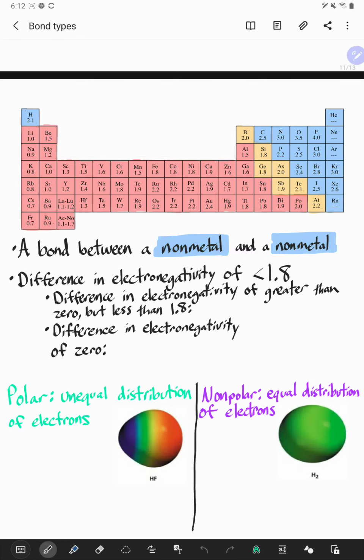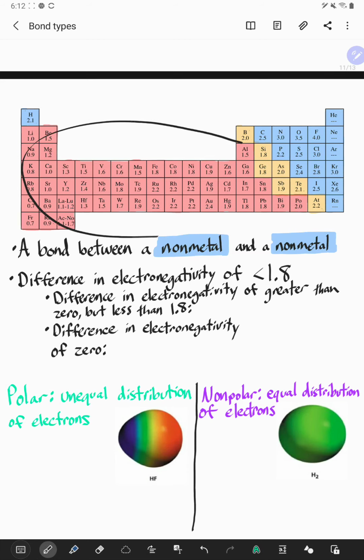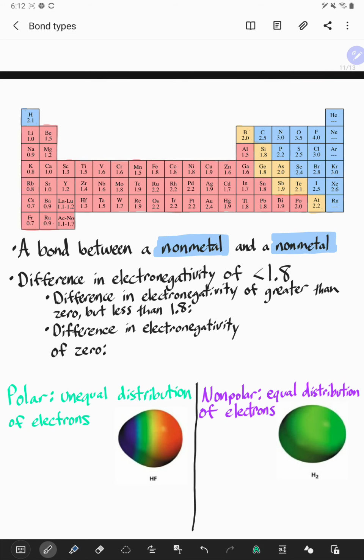In previous videos covering bond types, we talked about how a bond between a metal and a nonmetal is called an ionic bond, and a bond between a metal and another metal is a metallic bond. So today we're going to address the elephant in the room and figure out what a bond between a nonmetal and a nonmetal is. And we call those covalent bonds.